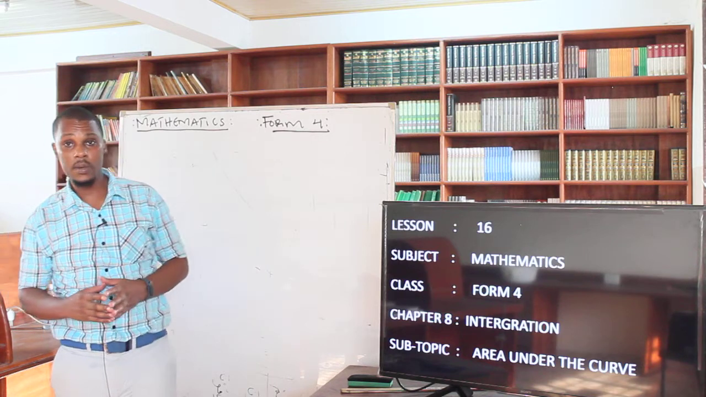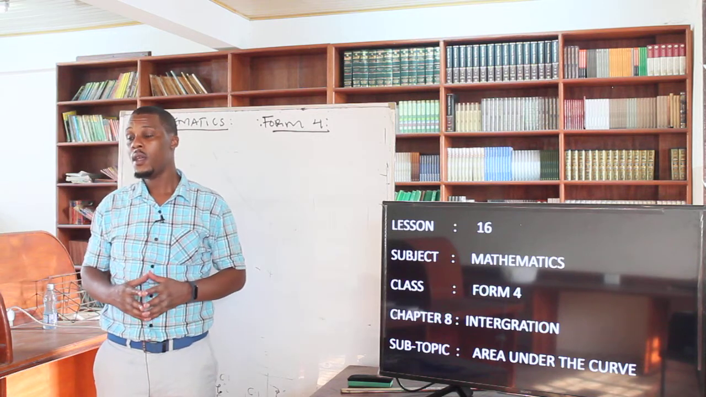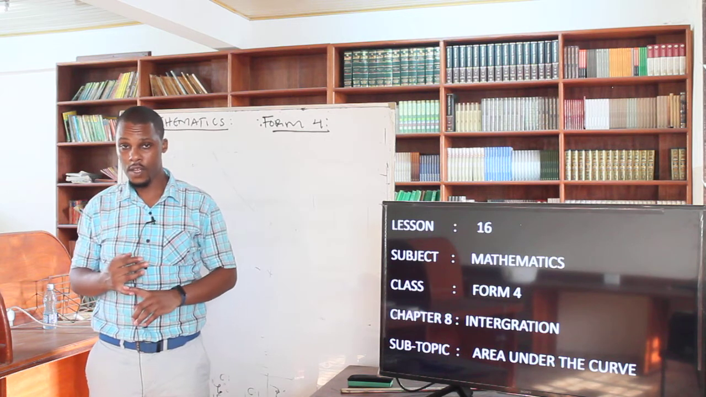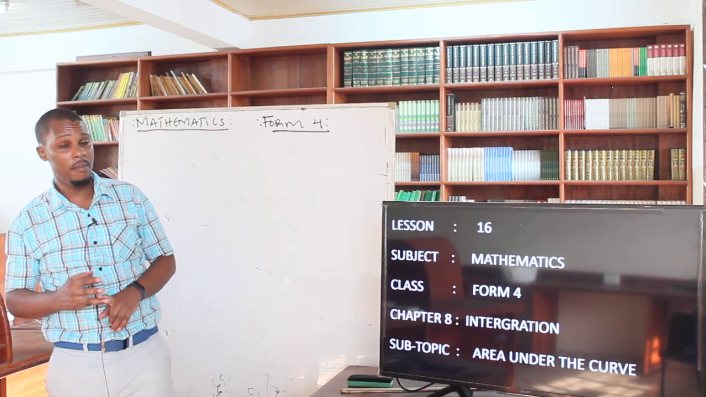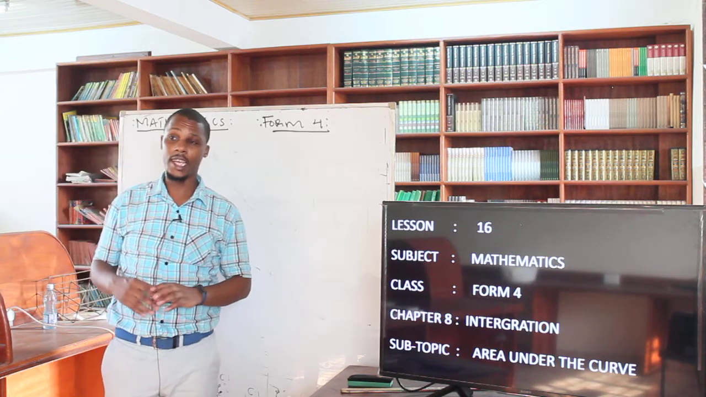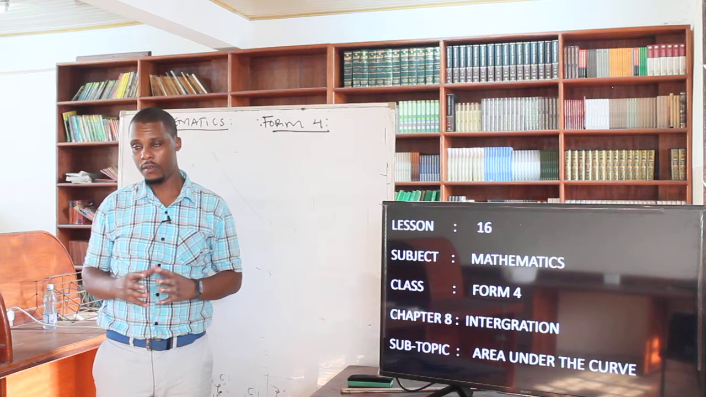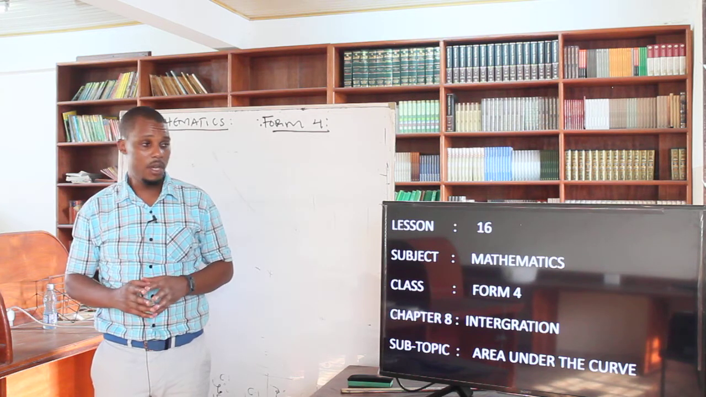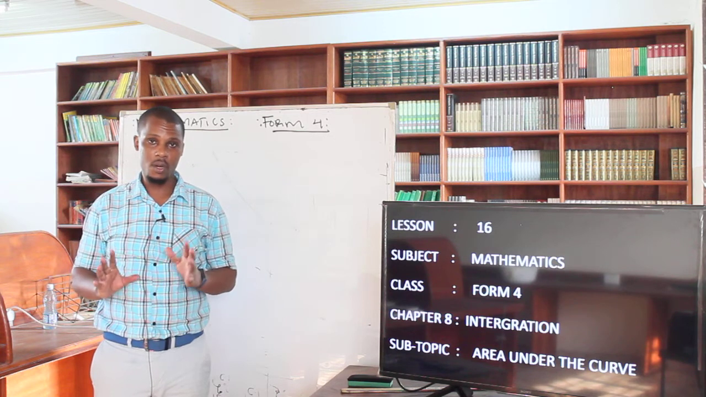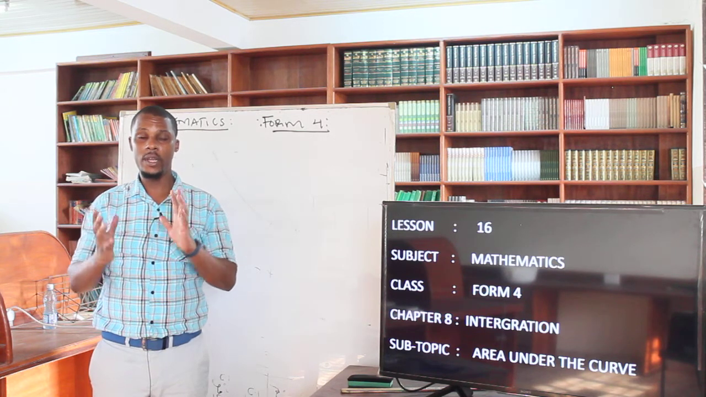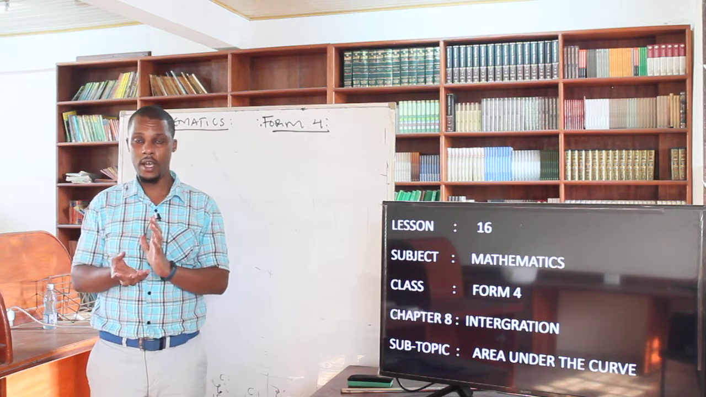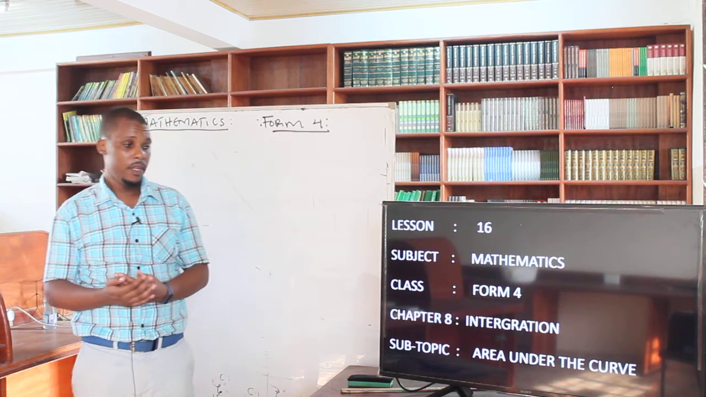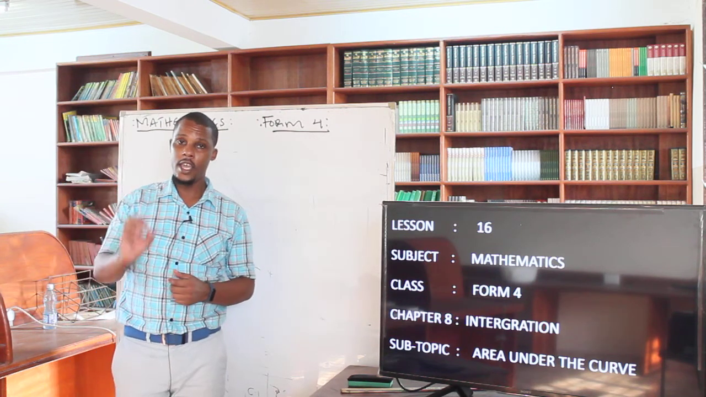Then for today, we shift gear, and now we come to the area under the curve. Remember, we had estimated the area under the curve using the trapezium rule and the mid-ordinate rule. And we said those two techniques do not give the exact answer, they just approximate. In the exam, the section B question will join the three rules together, and you are awarded 10 marks. So this is the final part that you're going to deal with, getting the exact area under the curve.